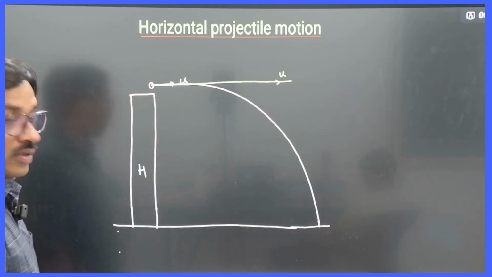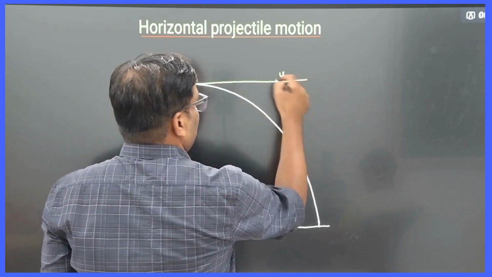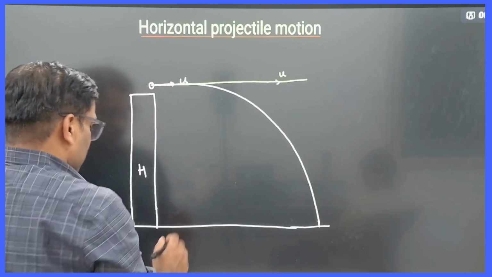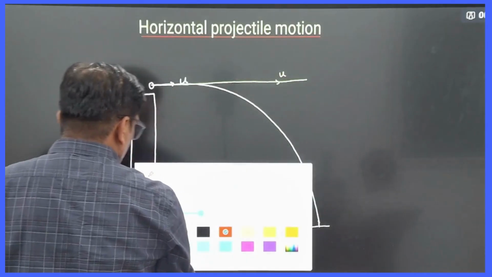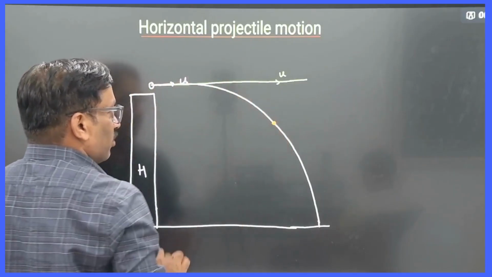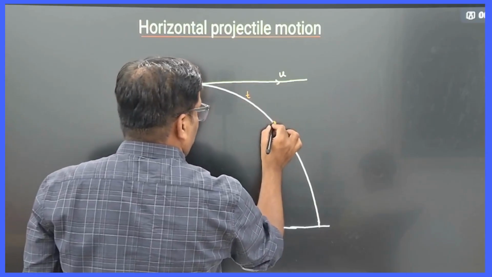So why is it coming down? We know that it is coming down due to gravity. Let us observe at one point now. You can take one point here. After throwing, after some time t, the ball has come to here.